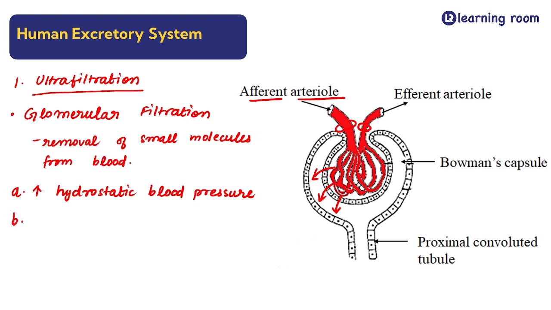Second, this single-celled layer of the Bowman's capsule is partially permeable. And since it surrounds this mass of blood capillaries, it acts as a very fine filter, and we call this the basement membrane. It has very small pores.